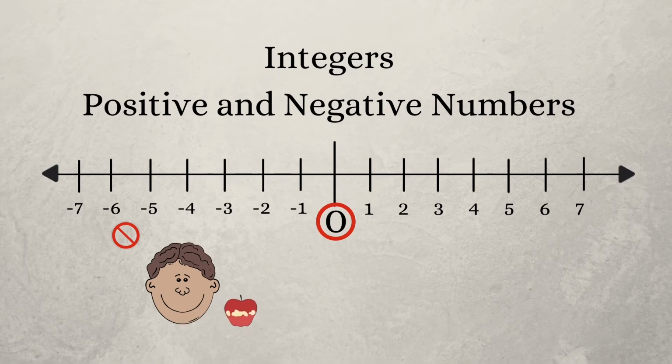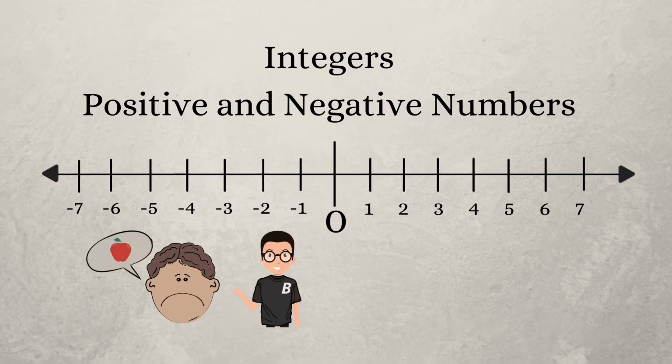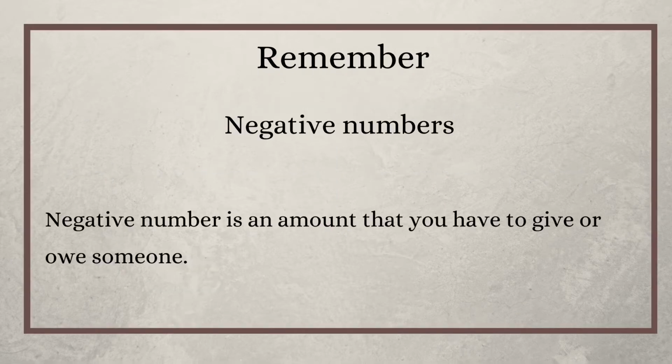Later, when your friend B comes back, he asks for his apple. You have 0 apples, but you need to give his apple back. So here you have -1 apple. In short, we can think of negative numbers as an amount you have to give or owe somebody.